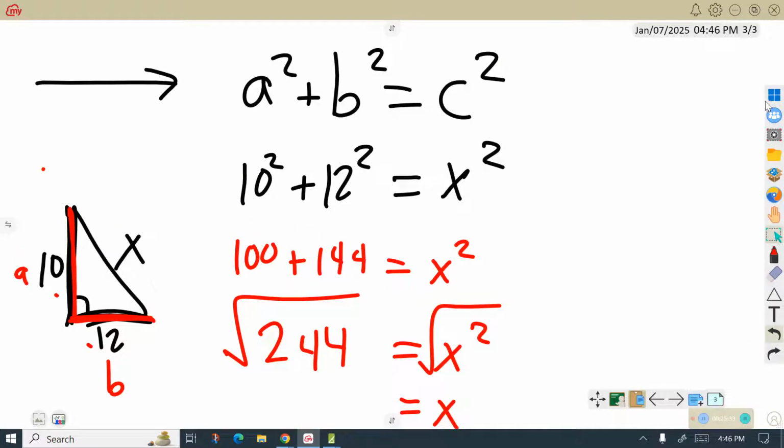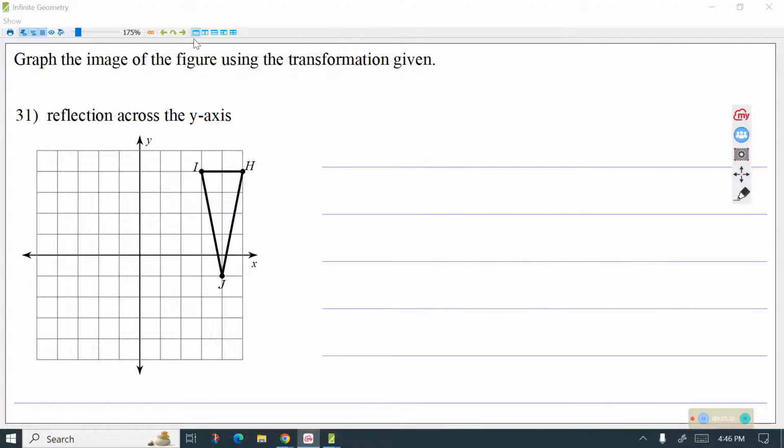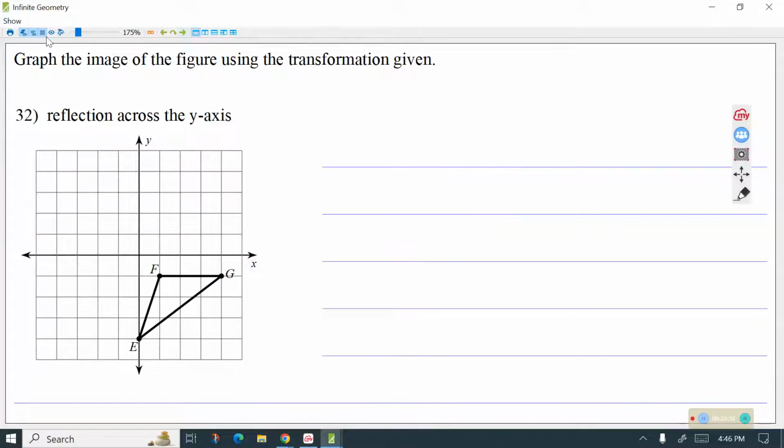Now we'll take a look at number 32. We didn't have an answer in the answer key, so let's see if you did this one correctly. Look how E is right on the y-axis. That means that point won't move. So that means we should have 32 looking just like this.